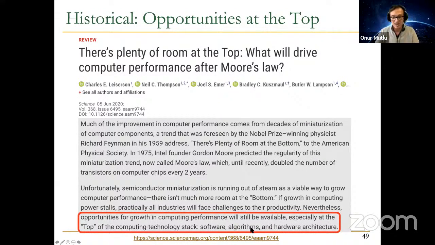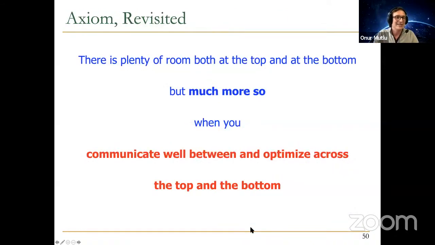levels of the stack. So why am I telling you all this? I don't subscribe to either of these. I would revisit my axiom, saying that I actually believe there's plenty of room both at the top and the bottom. We need to investigate it and find it, but we can do much, much more than we could do individually at the top and the bottom when you can communicate well between and optimize across the top and the bottom.